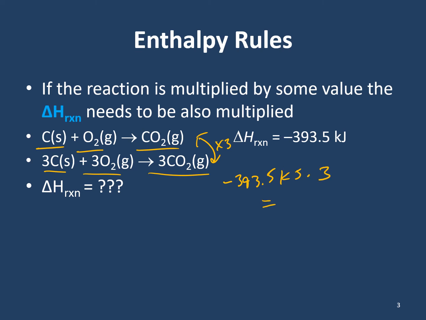This will give me a value of about, I think, 1100 kilojoules, give or take. Yeah, so we should get about 1180.5 kilojoules for our delta H of this reaction. If we multiplied by 2, it would have been the delta H multiplied by 2. It all just depends on what change is occurring between the two reactions.